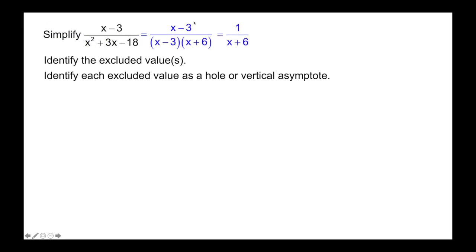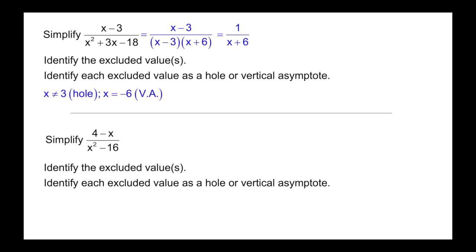Once again, the hole is going to come from the canceled term. So since I'm canceling the x minus 3's, it's going to be a hole at 3. And then the vertical asymptote is going to come from what's still in the denominator, and that's going to be a vertical asymptote at -6. Try this one.